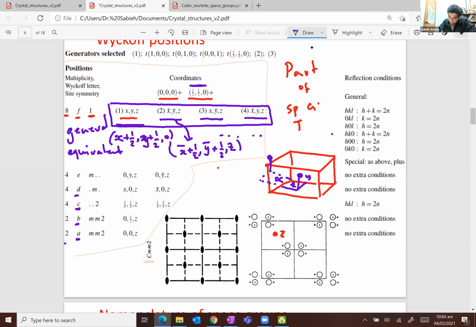Now let's look at the bottom row. If I were to have a point at 0, 0, z, which means I really have a point on this axis here. Let me change the color.